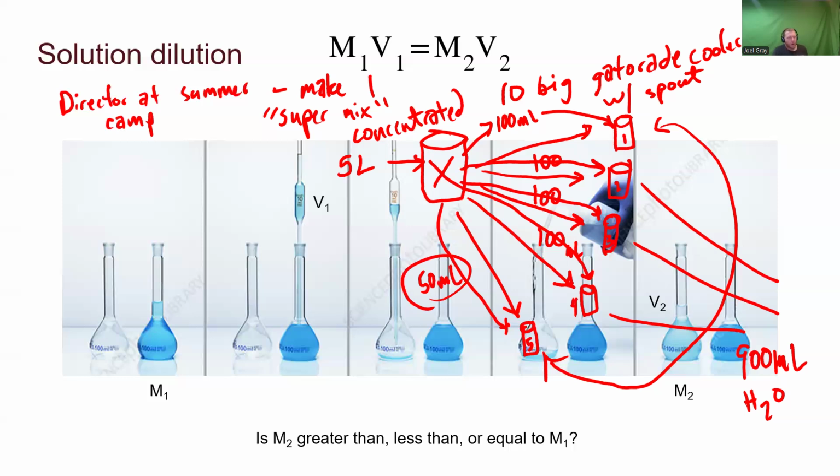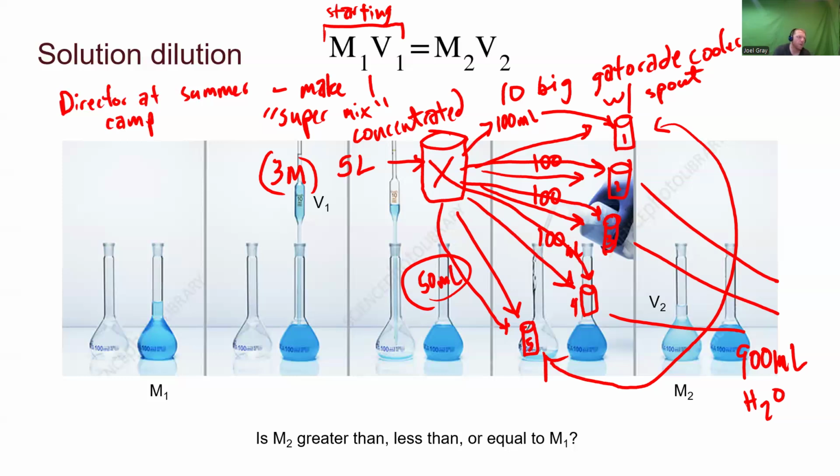Okay. Now, we can quantify this. And what we can do is let's say that our original solution here, so this super concentrated mix, let's say that it was 3 molar. Let's just go ahead and say that it's 3 molar Kool-Aid. We're going to say that is our M1. Okay, so this M1 information is our starting stuff. Add a wire and into the chat if you understand and follow that.